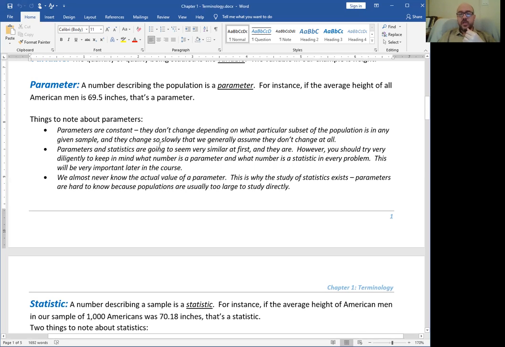And parameters don't change depending on what sample you take, where you'll find when we talk about statistics in a second. And parameters and statistics are going to seem really similar, and they are in the sense that they're the same thing, but about different groups. And we have to treat them very differently because we don't know parameters and we do know statistics, but statistics are not the things that we actually want to know. We want to know parameters. We want to use the statistics to estimate what the parameters are.